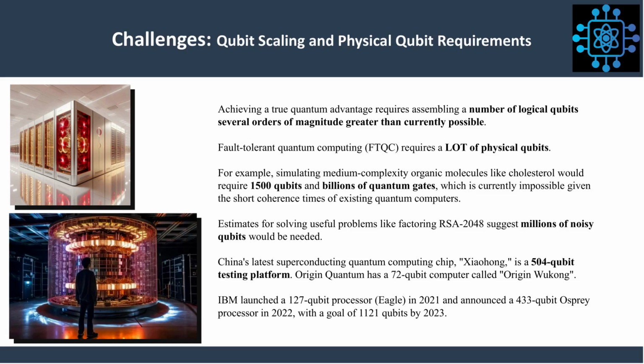Fault-tolerant quantum computing requires vast numbers of physical qubits. Simulating molecules like cholesterol needs 1,500 qubits and billions of gates, currently unfeasible. Solving RSA 2048 might need millions of noisy qubits. China's Xiaohong, Origin Wukong, and IBM's Eagle and Osprey processors exemplify progress in qubit scaling.